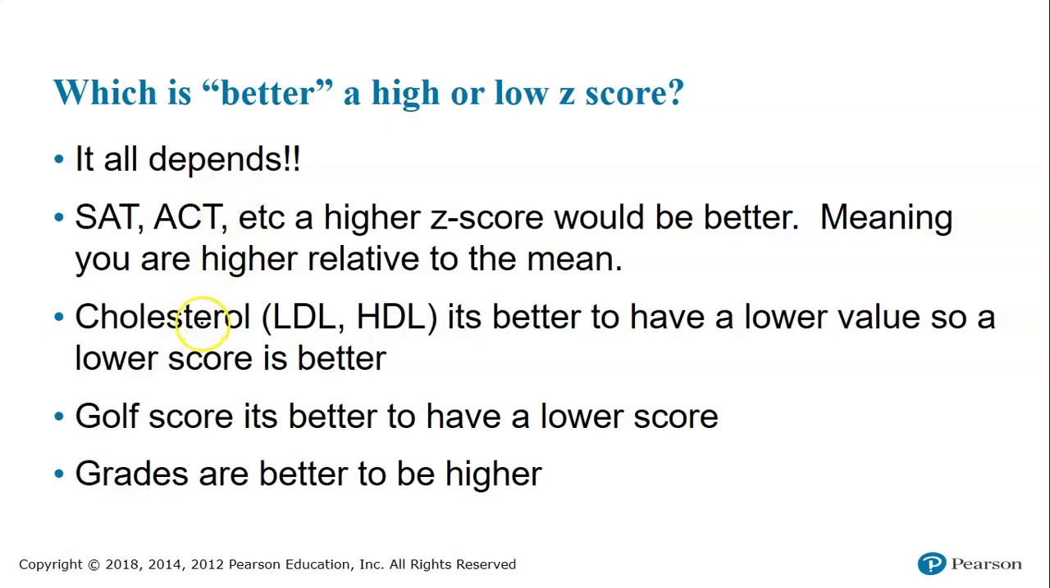Cholesterol is a case where a lower score would be better. So a lower z-score would be better in terms of knowing which one was a better relative score, your LDL or your HDL. A golf score, it's better to have a lower score. Grades, like if a statistics class's grade versus some other class's grade, then grades are better to be higher. So it's all relative as far as comparing the z-scores. It's relative to what you're measuring.